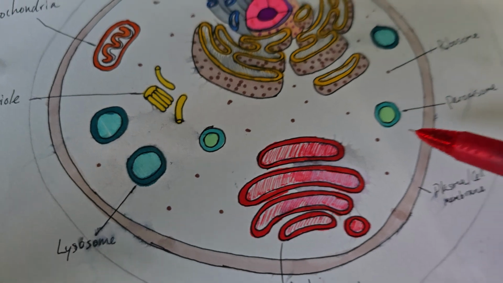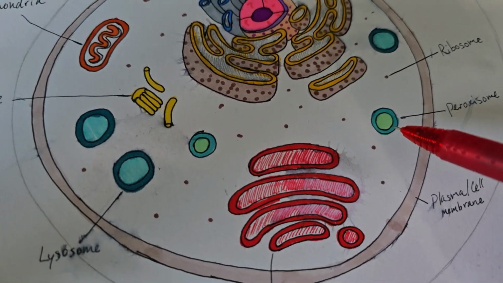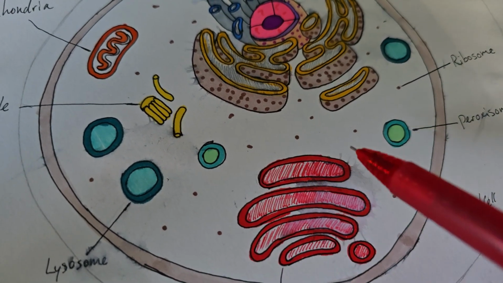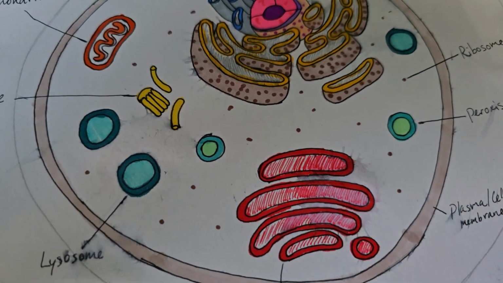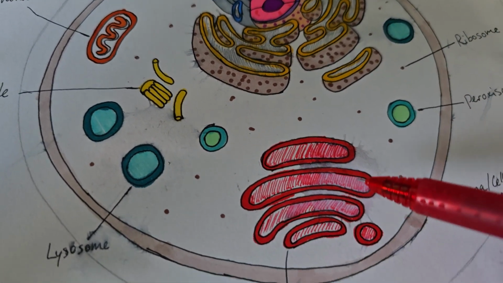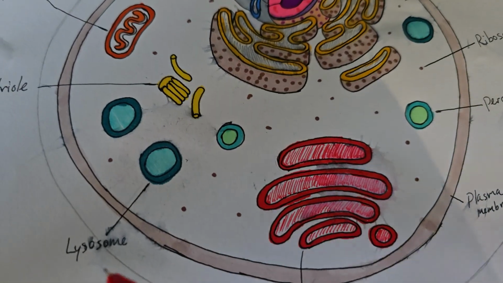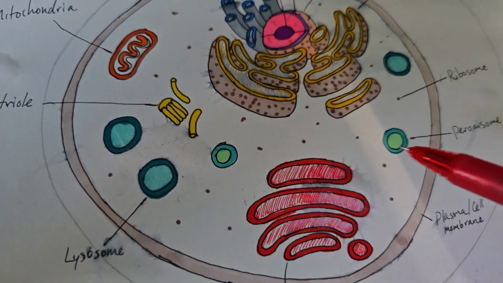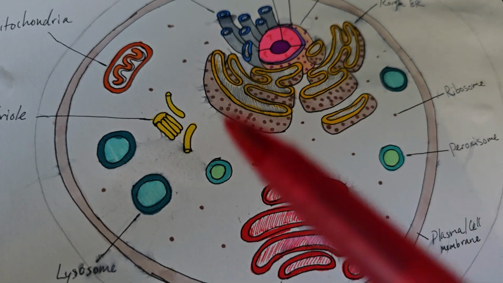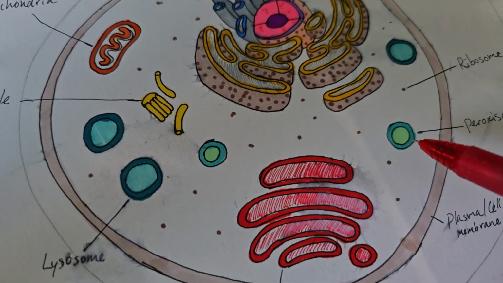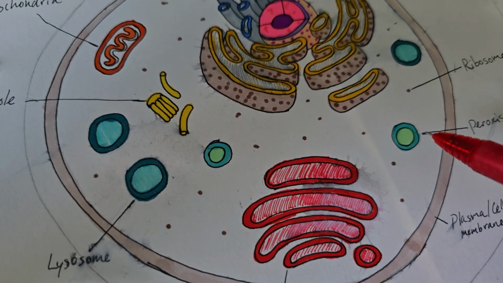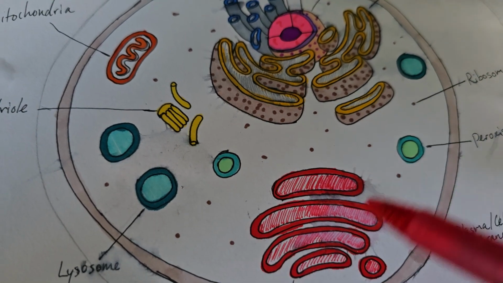And over here we have peroxisomes, which, similarly to lysosomes, are found throughout the cell. However, these are not produced by the Golgi complex, unlike the lysosome, but rather the peroxisomes will be produced by the endoplasmic reticulum. And their job is to help detoxify the cytosol within the cell.